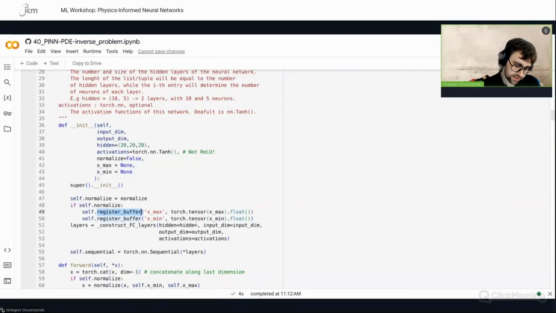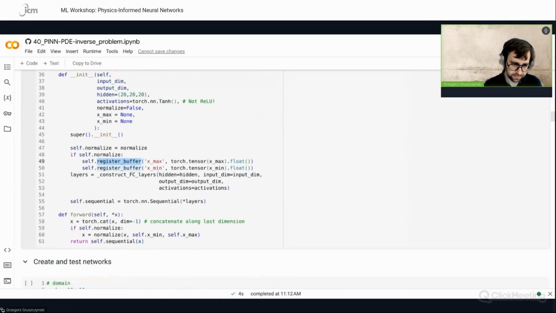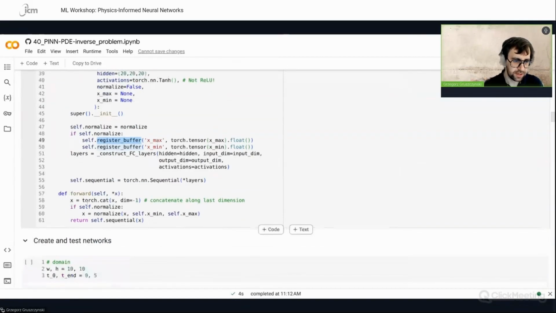And the other thing is that if we move the model from CPU to GPU, everything registered in the buffer will also follow this data shift from RAM to GPU memory. And last but not least is the forward method, which returns the evaluation of the network.